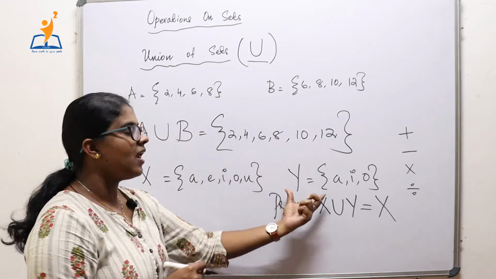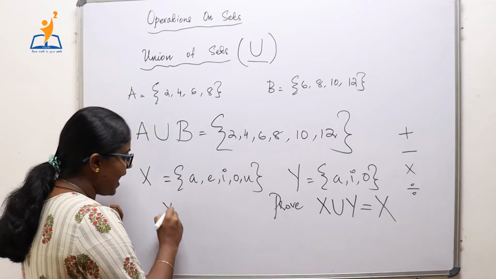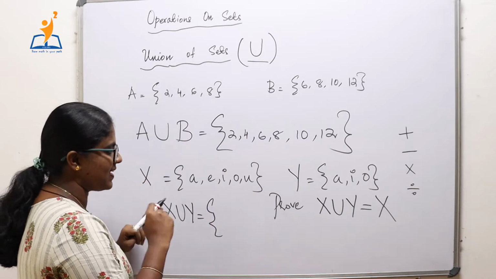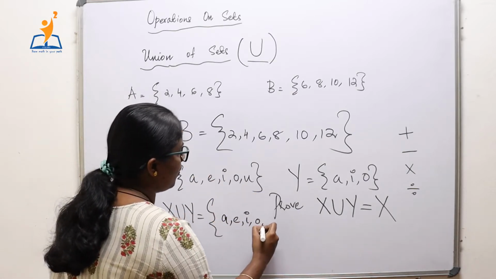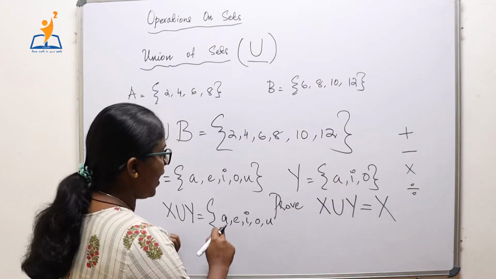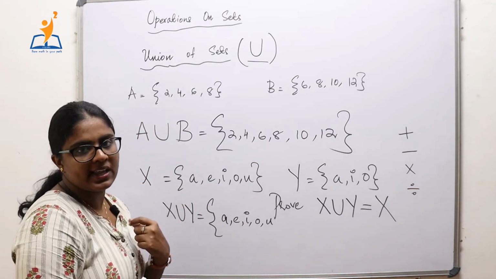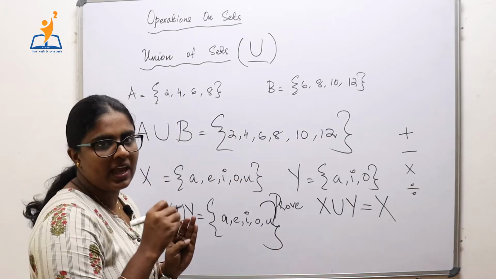We have X here, Y here, and we know how to take the union of two sets. X union Y is simply the collection of all elements from X and Y. X has A, E, I, O and U, and Y has A, I and O. A, I and O are already present in X, and we have already written them here. So this is our set X union Y.